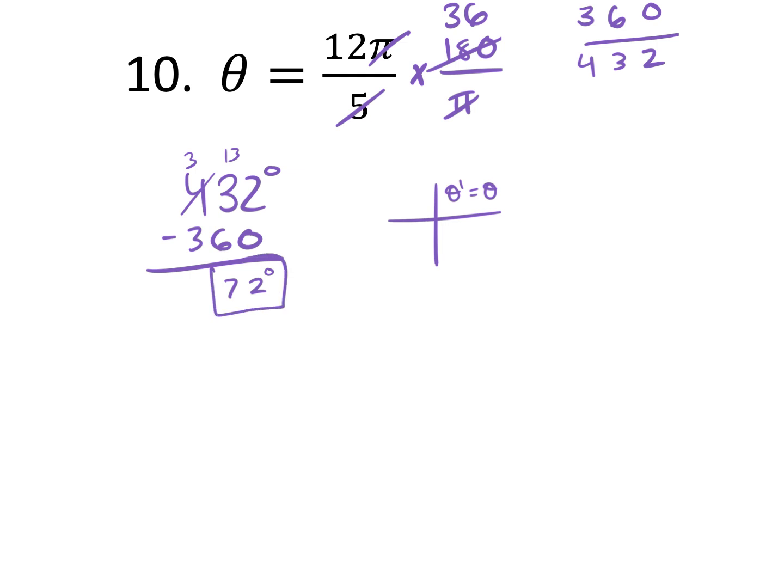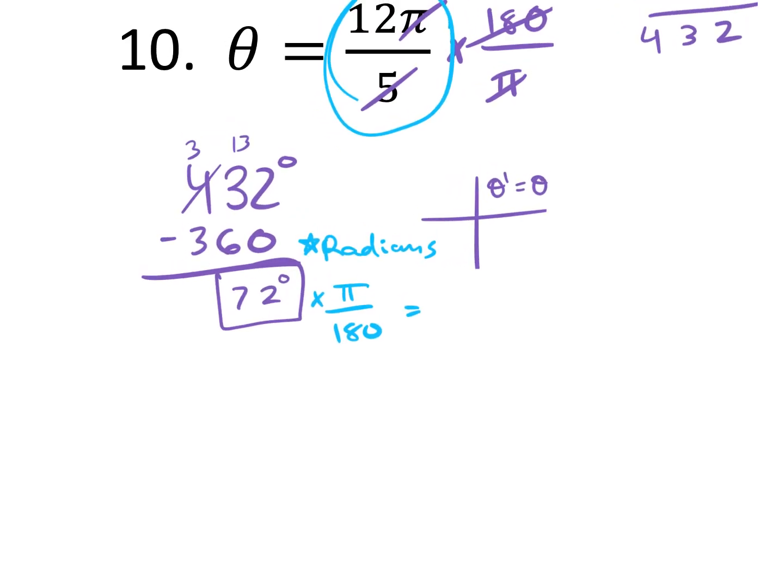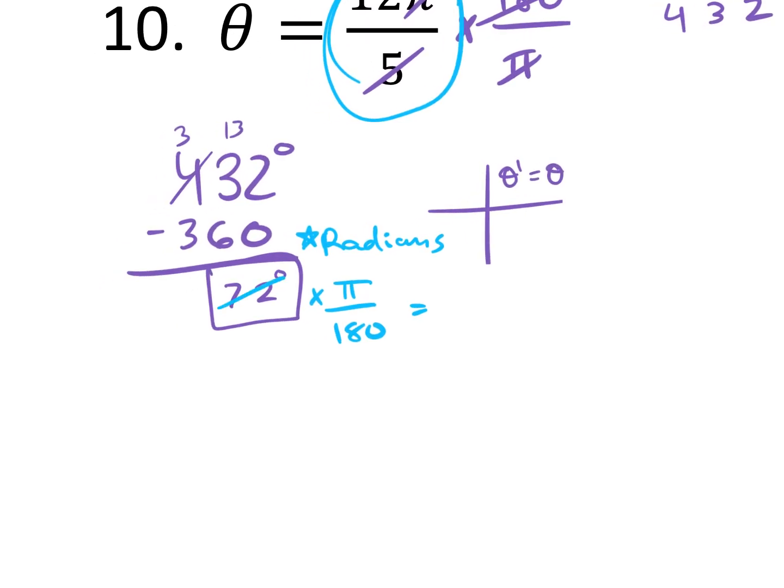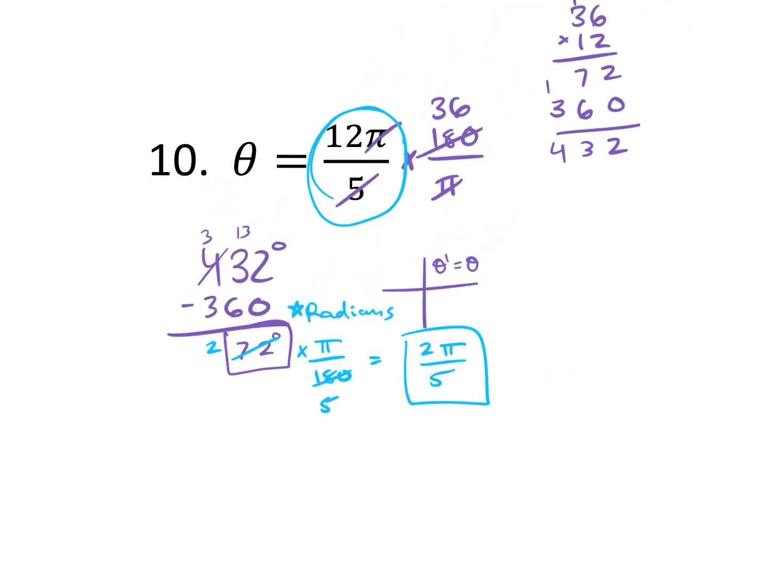72 degrees is our reference angle, but our reference angle has to be a smaller version of our angle. So if our angle was in radians, our reference angle also has to be in radians. So we're going to multiply it by pi over 180 to convert it back. What goes into both 72 and 180? 36. 36 goes into 72 twice, and 36 goes into 180 5 times. So we're left with 2 pi over 5. So that would be our reference angle.